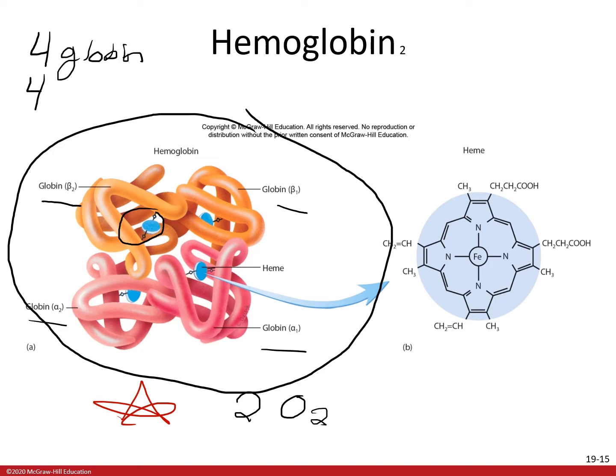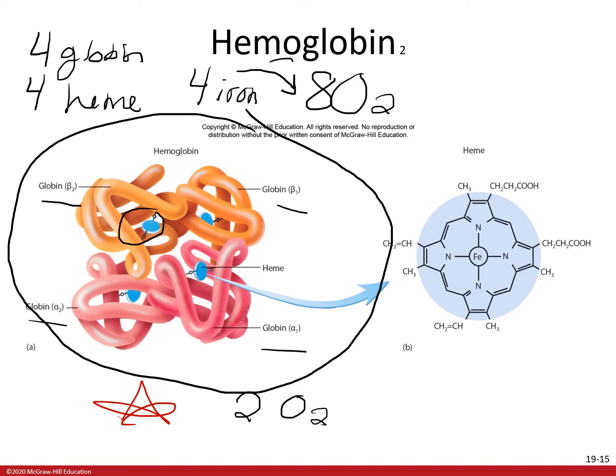So when it comes to this entire lovely hemoglobin right here, you have 4 globin, pardon my writing, 4 heme, 4 iron, and 8 oxygen, because for each iron you can hold 2 oxygen, right? Do keep in mind that is 8 oxygen, not 80.